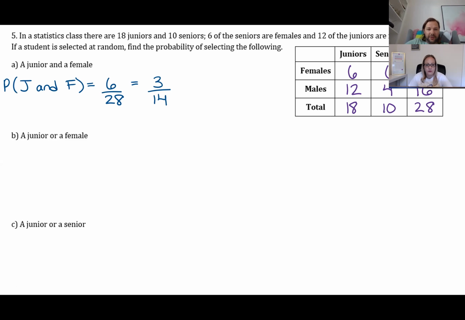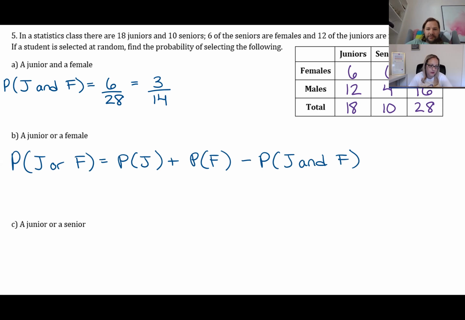Karen, you want to do junior or a female? Yep, so junior or a female. So or means you add up each of them individually and then you subtract any overlap. So that's going to be the probability of a junior plus the probability of a female minus the probability of the person being both junior and female.